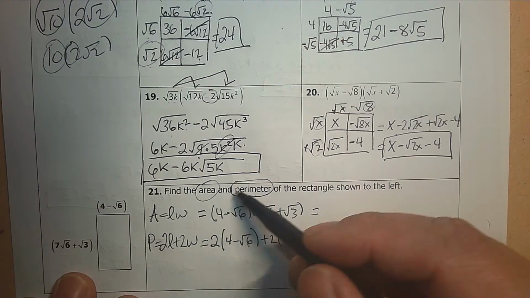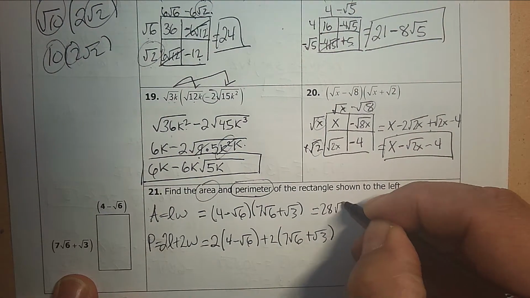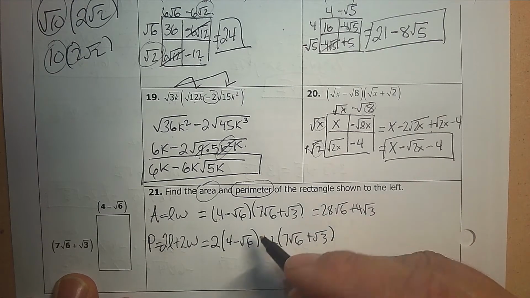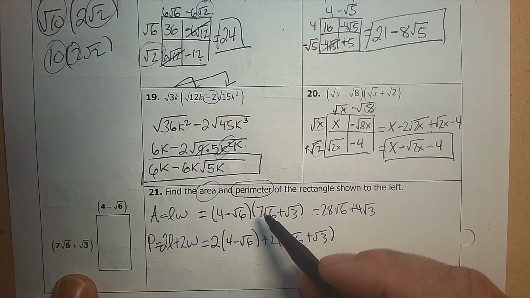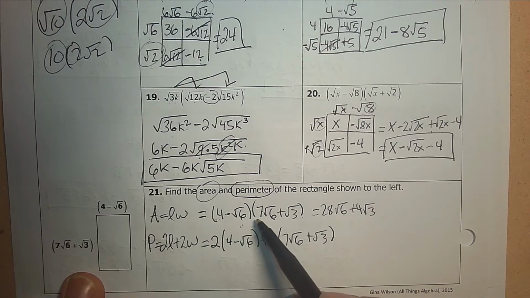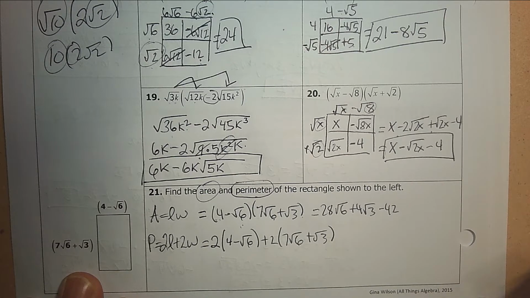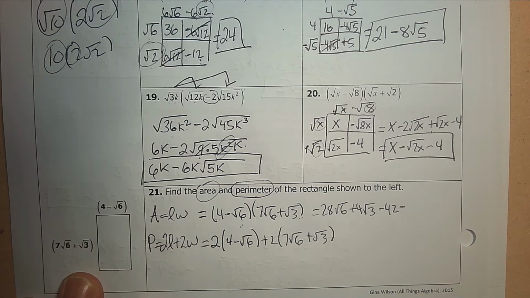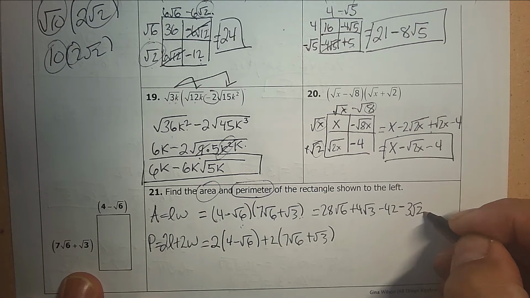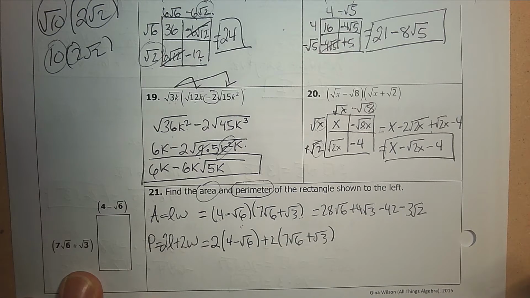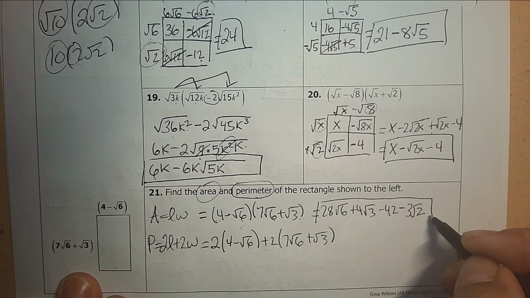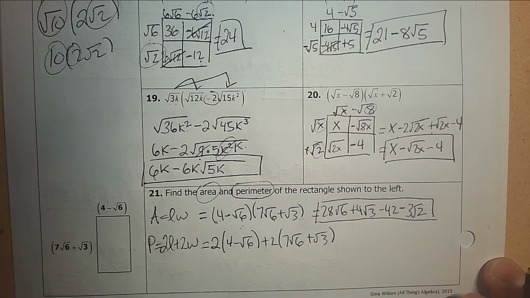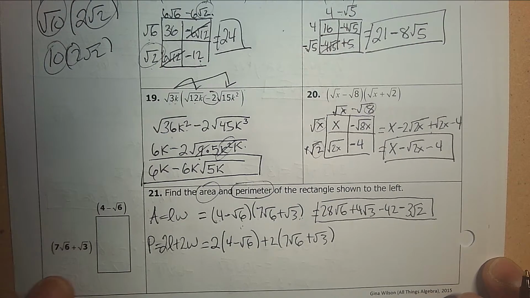So first times first would give me 28 root 6. First times outer would give me 4 root 3. If I multiply inside together, root 6 times root 6 is 6, and 6 times 7 is 42. And root 6 times root 3 is 18. 18 is 9 times 2, so it's 3 root 2. There is nothing that is like that I can combine together. It's all prime and nothing combines together. That is the area. How about the perimeter?